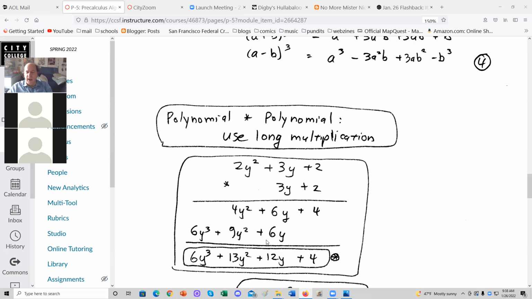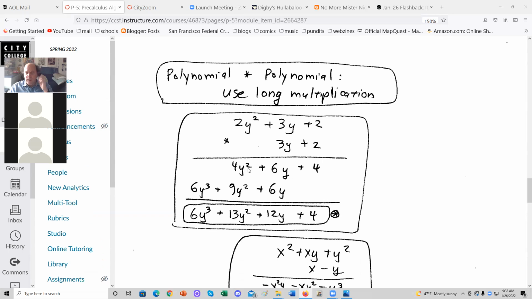You notice that I offset these three terms by a bit so that the y squareds and the y's line up. Then you add them, and here you go. 6y cubed plus 4 and 9 is 13, 13y squared plus 6 and 6 is 12, 12y plus 4.